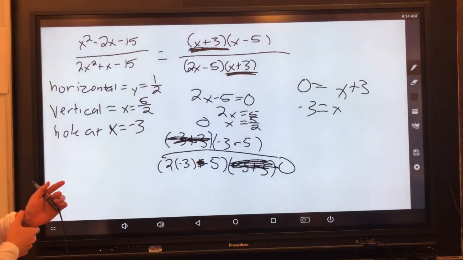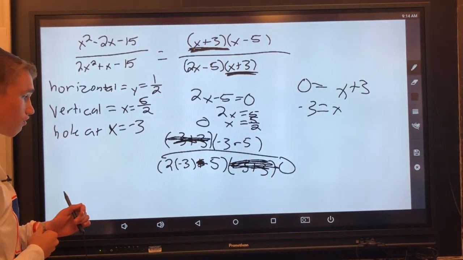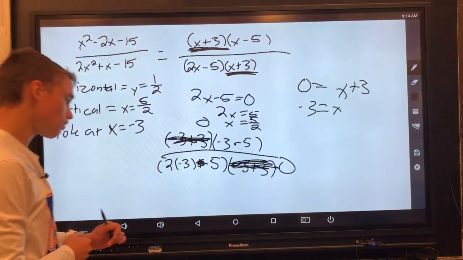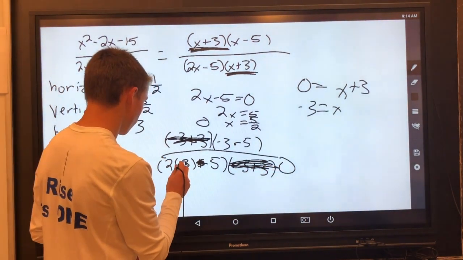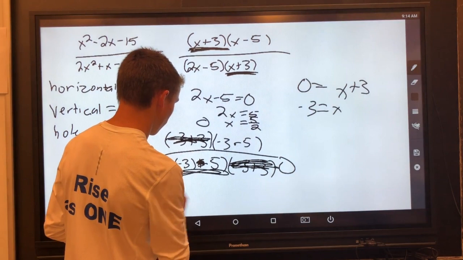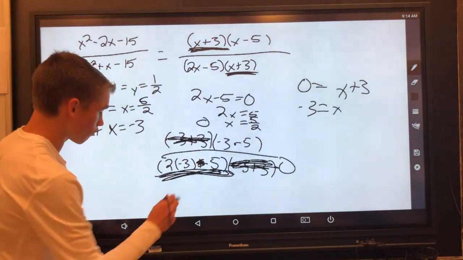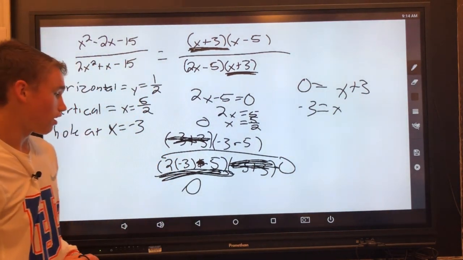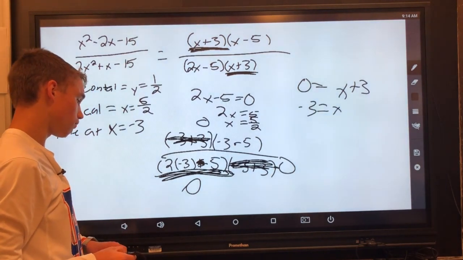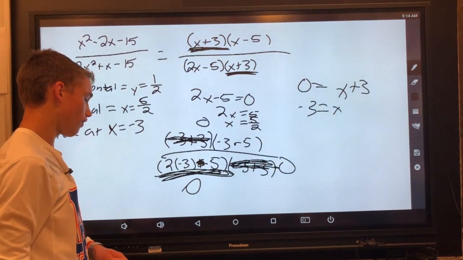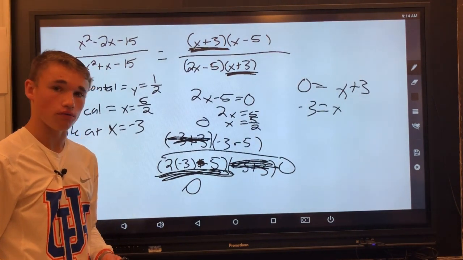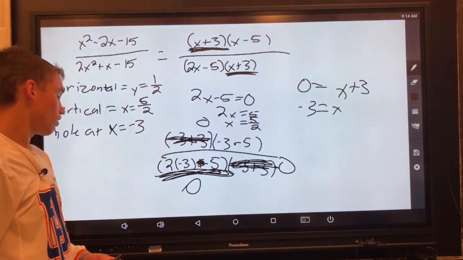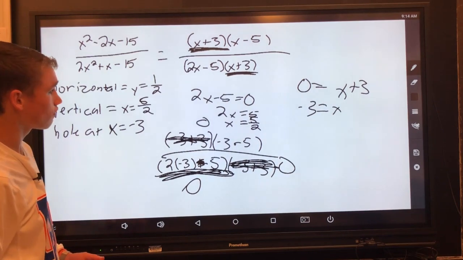And that's an issue for the equation, and that's what creates the hole, since 0 times this is always going to be equal to 0. Any denominator that is equal to 0 is going to be undefined and not real. So yeah, there's that.